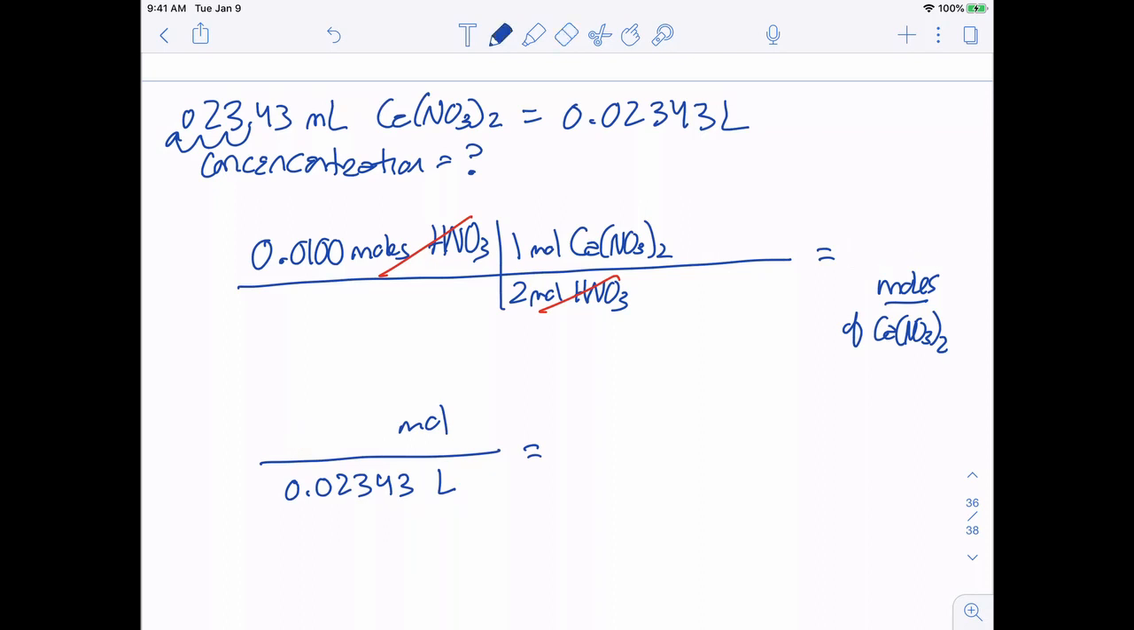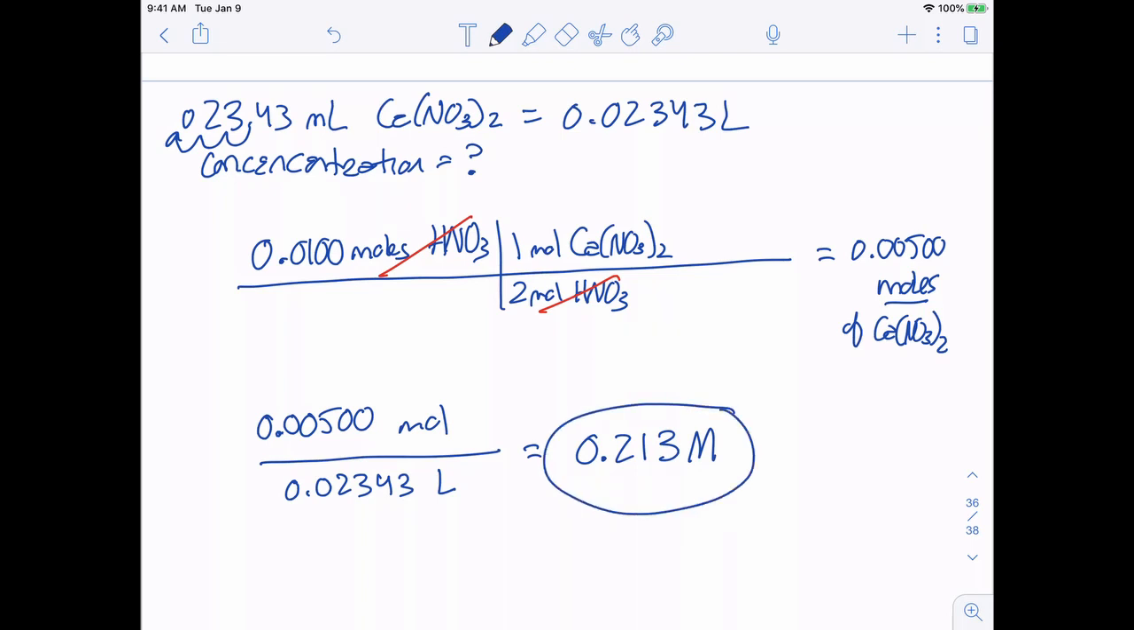If I take 0.01 and divide it by 2, I get 0.00500. Okay. So divide that number by my volume in liters, 0.02343. And I get 0.213 molar. If you want to write it as moles per liter, that's fine. You can just do the capital M for molar.